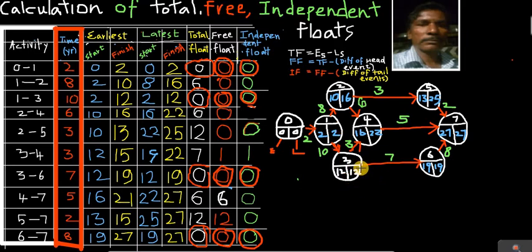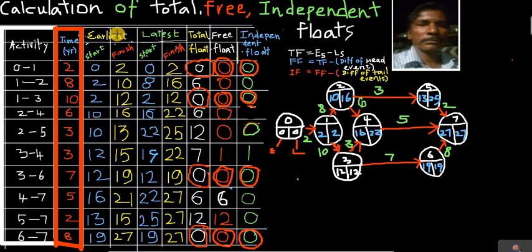So like that we have to calculate the latest start time and latest finish time. For 2 to 4, the latest start time is 12 and the latest end time is 22. For 2 to 5, the latest start time is 12 and the finish time is 25. For 3 to 4, the latest start time is 19 and the finish is 22. For 3 to 6, 12, 19. For 4 to 7, 22, 27. For 5 to 7, 25, 27. For 6 to 7, 19, 27. So like that we have to calculate the latest time and the earliest time.